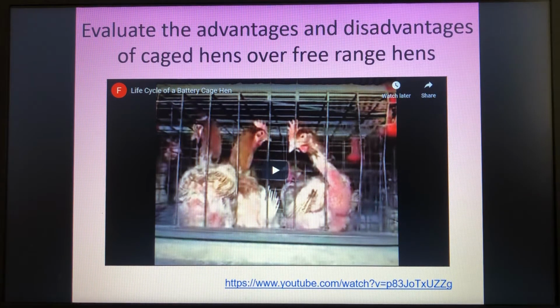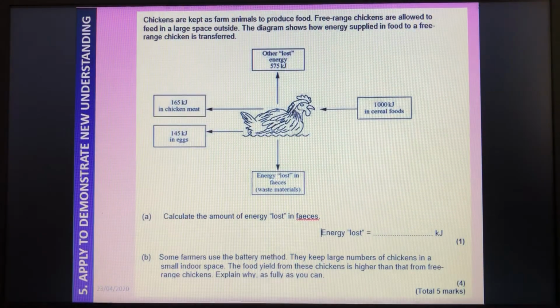Okay, so hopefully you've watched that video about the caged hens, and you've got a bit of an idea of how they're kept. We're going to move on now to look at an exam question. Chickens are kept as farm animals to produce food. Free-range chickens are allowed to feed in a large space outside. The diagram shows how energy supplied in food to a free-range chicken is transferred.